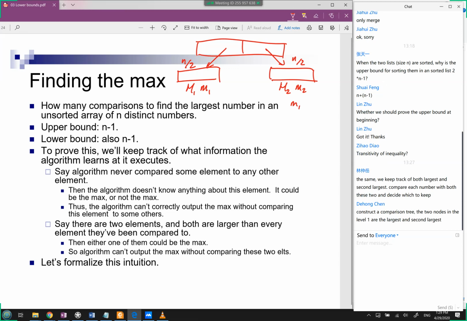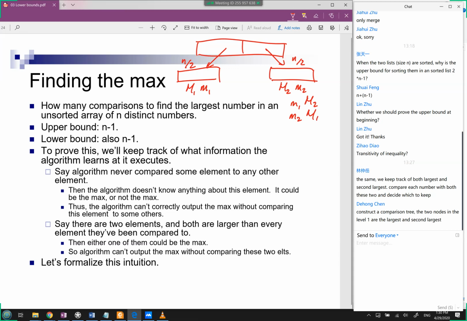So Dehong, I'll get to your solution in a second. Let me just finish up with the divide and conquer thing. What you should do first of all is compare M1 with M2, right? And then also you should compare M2 with M1.